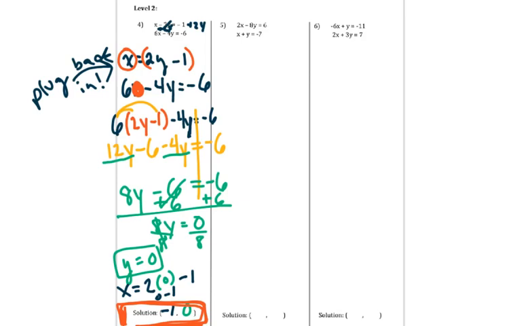If we look at number 5, again, we need a letter by itself. It's easy. I can move this y, subtract y. That leaves me with x equals negative y minus 7. Now I have a letter by itself. I can rewrite the other equation. Now I can take this x value and plug it into the other equation for x. Okay, go ahead and try numbers 5 and number 6.